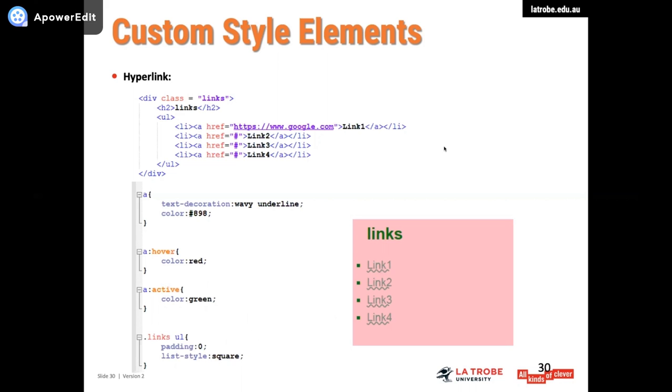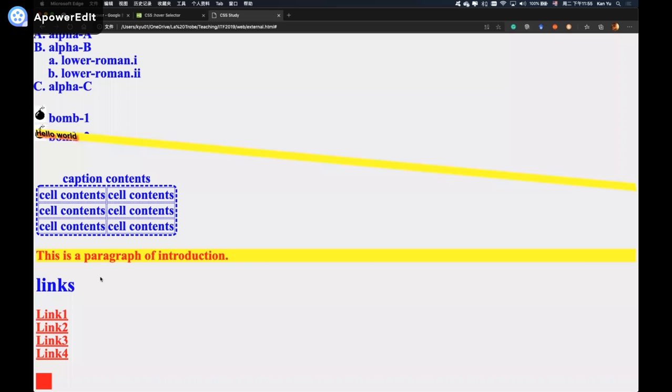So here is an example for the hyperlink. First let's show the effect. When I move my mouse onto this hyperlink, the color will change to the color I defined. When I click on this hyperlink, the color will also change to the color I defined.